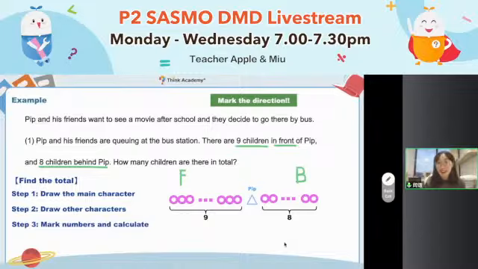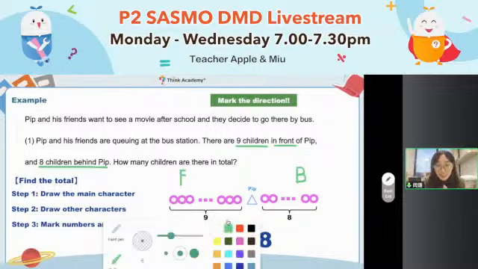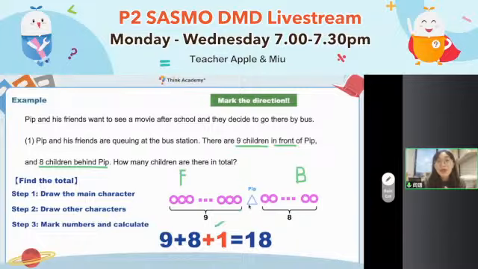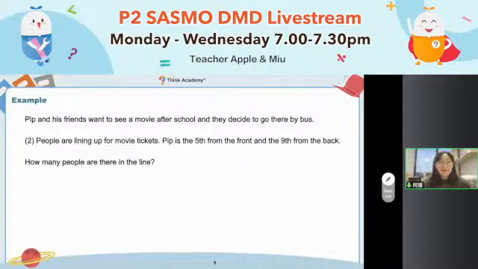Is it correct? No, okay? Because actually it should be 9 plus 8 plus 1. So who is this one? Actually, this one is Pip. Understand now? So we have 9 plus 8 plus 1 equals 18. Yes, is it clear? Okay, good job. So now you see that again, when it comes to queuing problems, you must know how to draw the diagram.